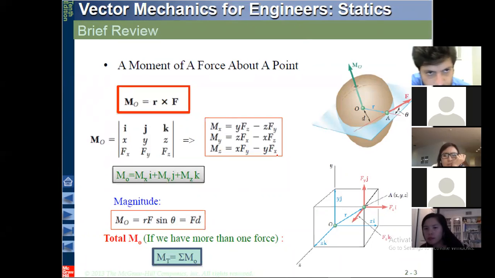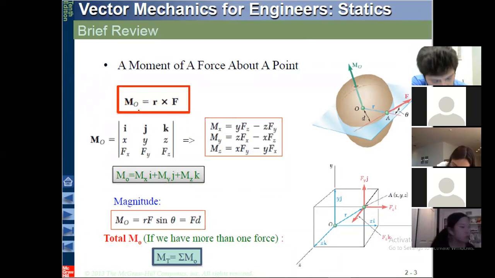Okay, we define the moment of a force about a point by a cross product. R is actually the position vector of your force. It is actually the place that your force is placed. So in this figure, you can see that the force is placed at point A. So the position vector would be R, which is from the origin to point A, and you cross product R by F to calculate the moment of this force.